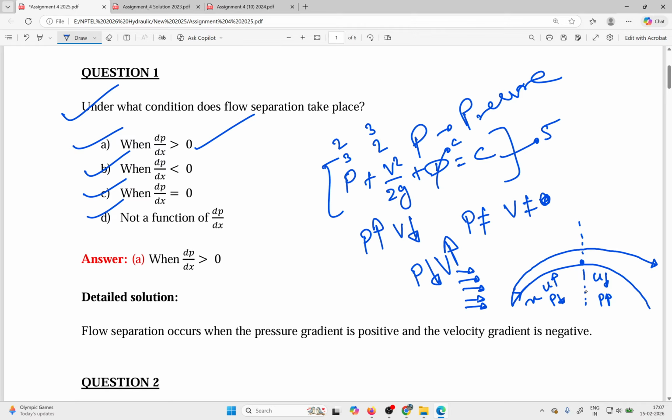So remember always: once your velocity increases, means once your fluid accelerates, then pressure will decrease. You can also remember that the flow always occurs from high pressure to low pressure. So here it is high and up to here it is low, but after that the fluid decelerates, so your pressure gradient will increase. So option A is correct here. Always remember, flow separation occurs when your pressure gradient is greater than 0.